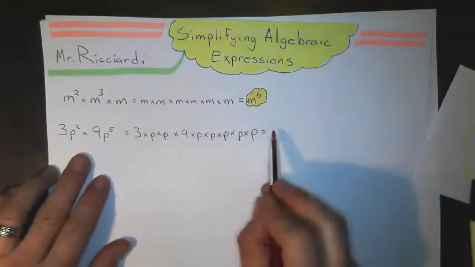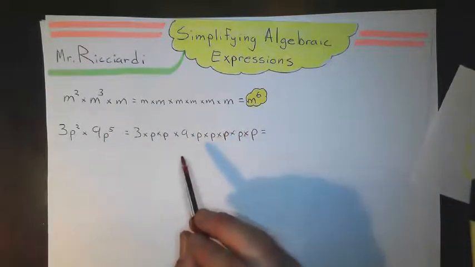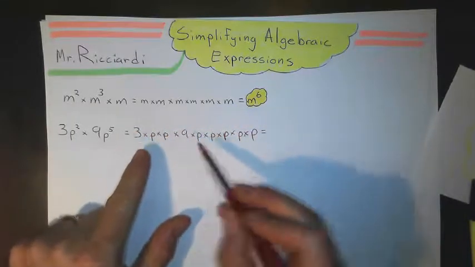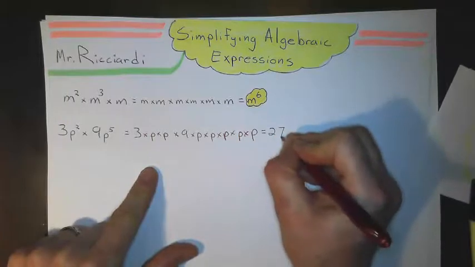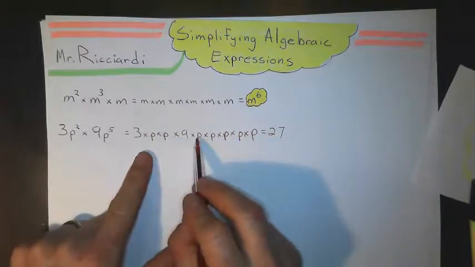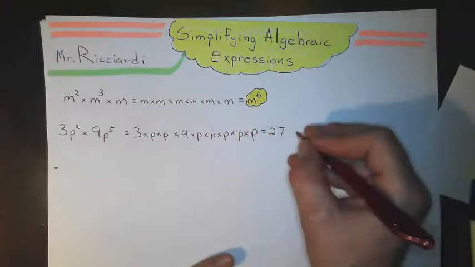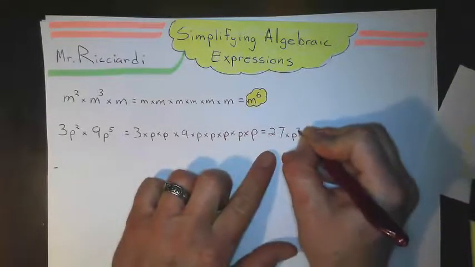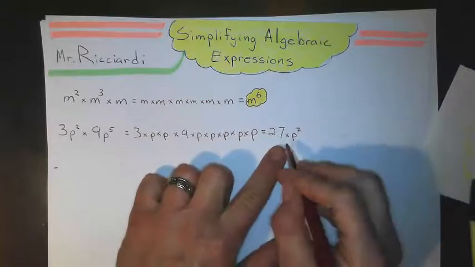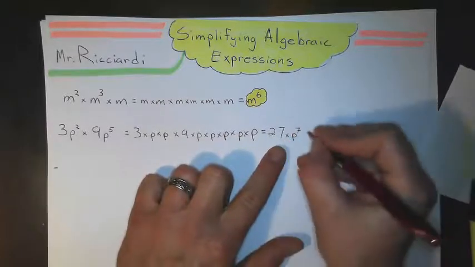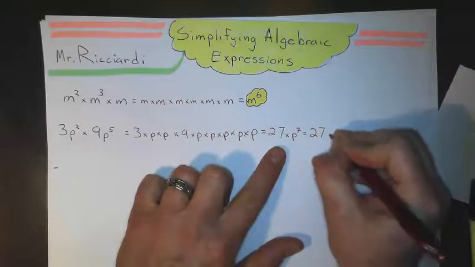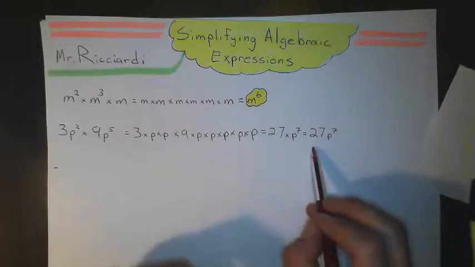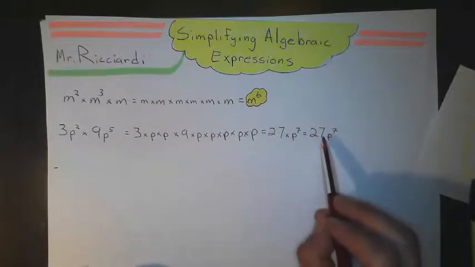In algebraic expressions, we always write the coefficient first. So the numbers come first. So 3 times 9 is 27. And p times itself, 1, 2, 3, 4, 5, 6, 7 times, is 27 times p to the 7th. And I don't write a times sign in my final answer, so I say 27 p to the 7th is my simplified algebraic expression. Simplified expressions have no times sign or divided by signs.